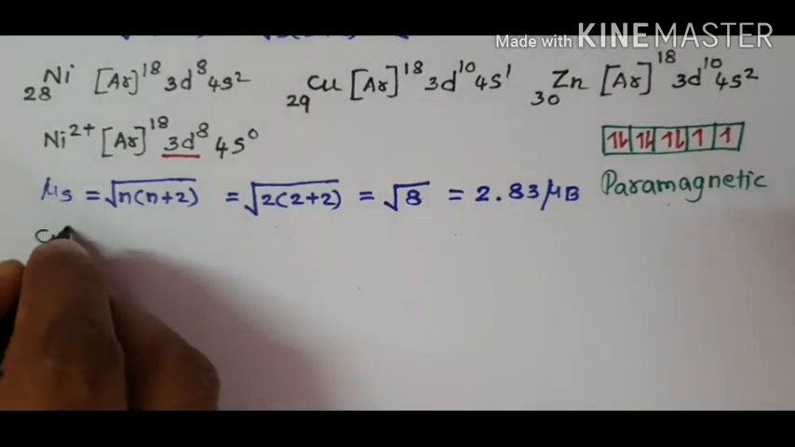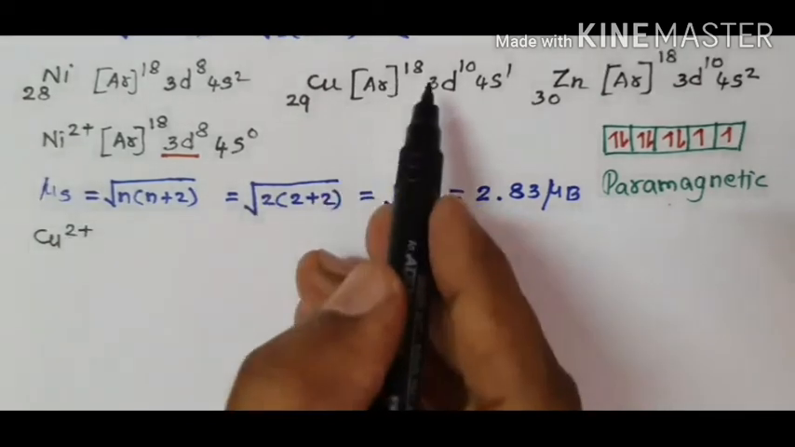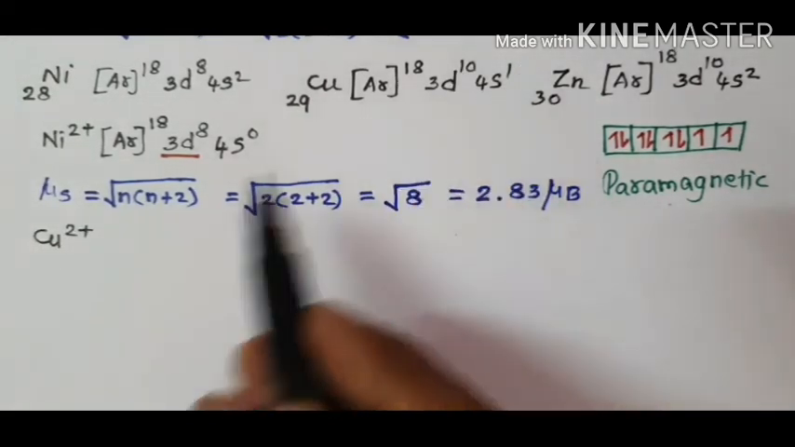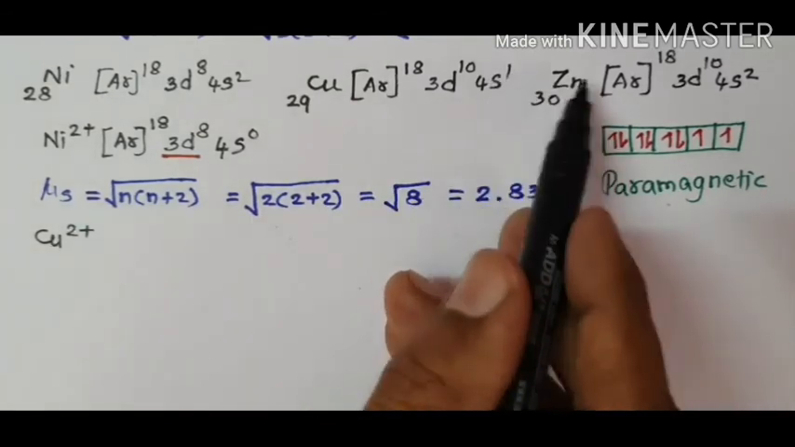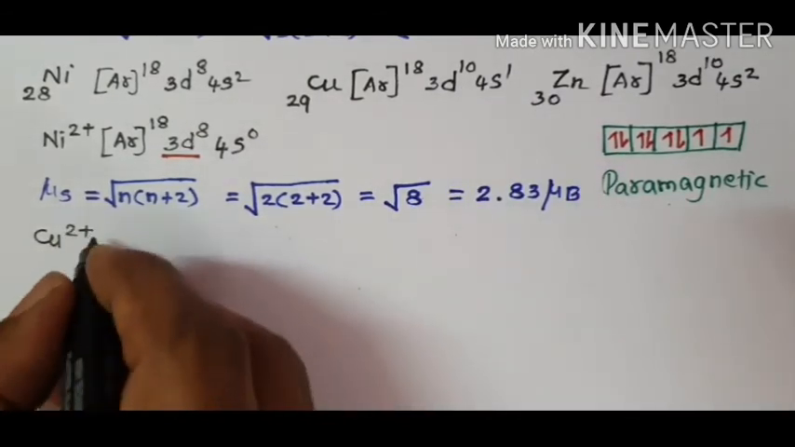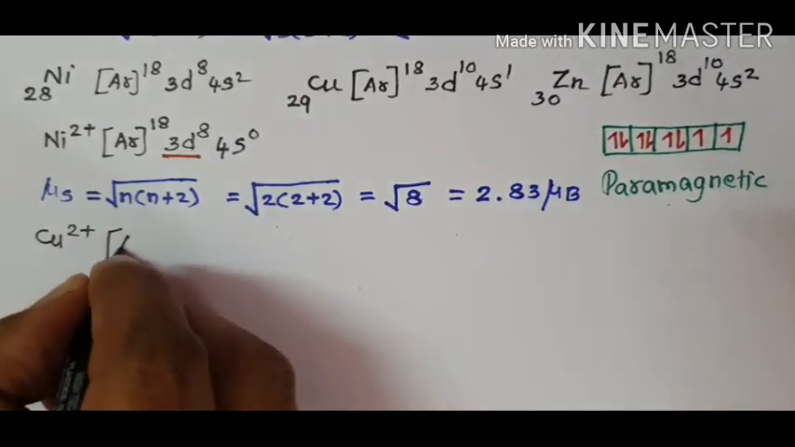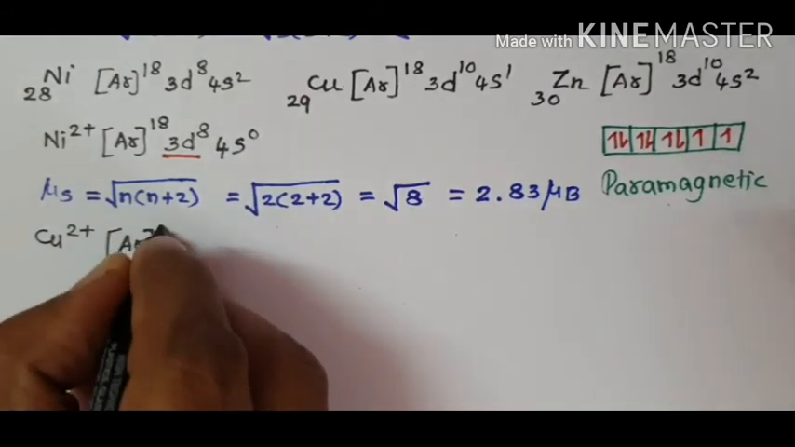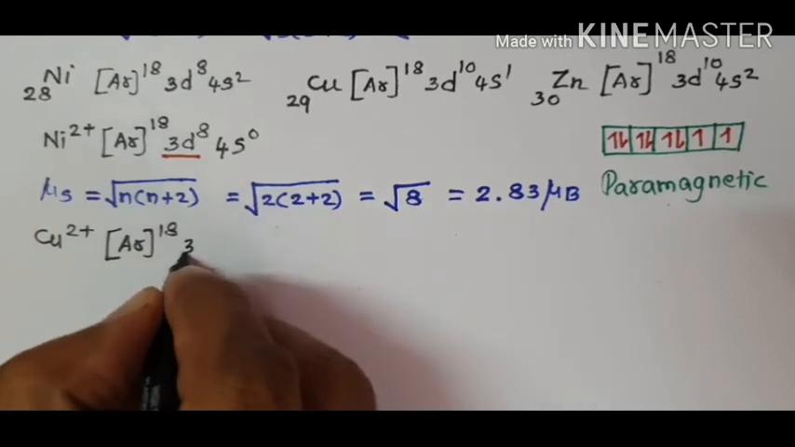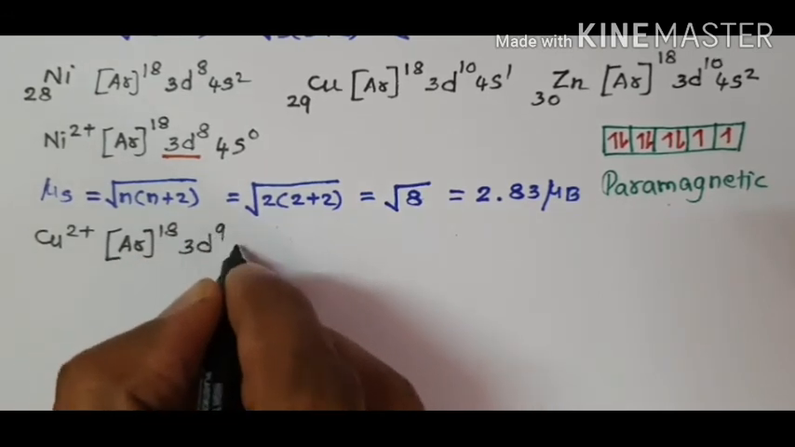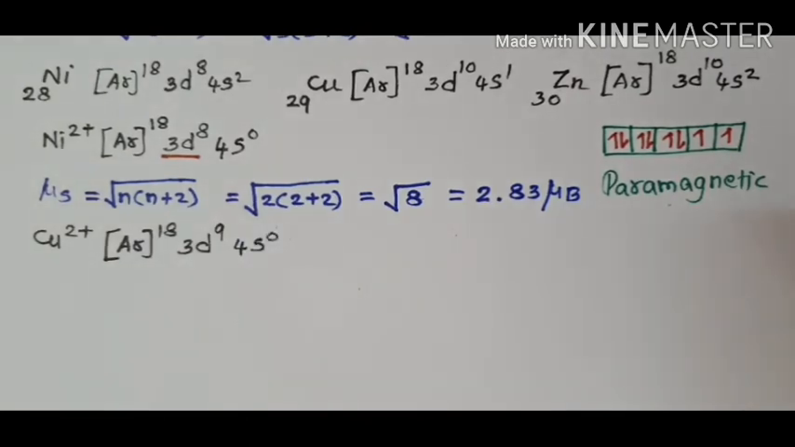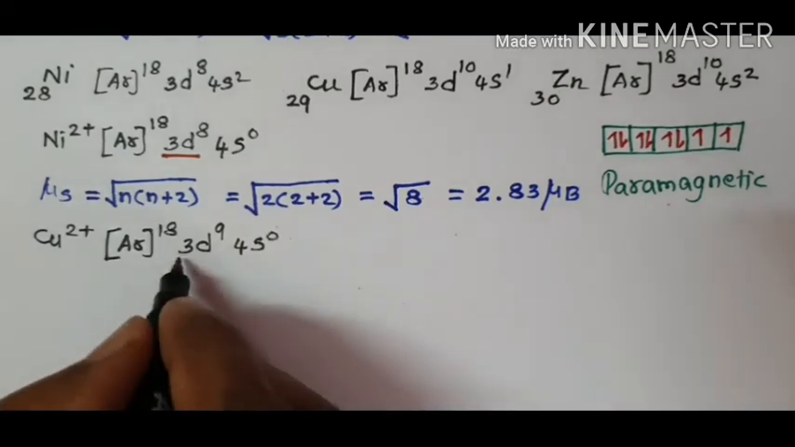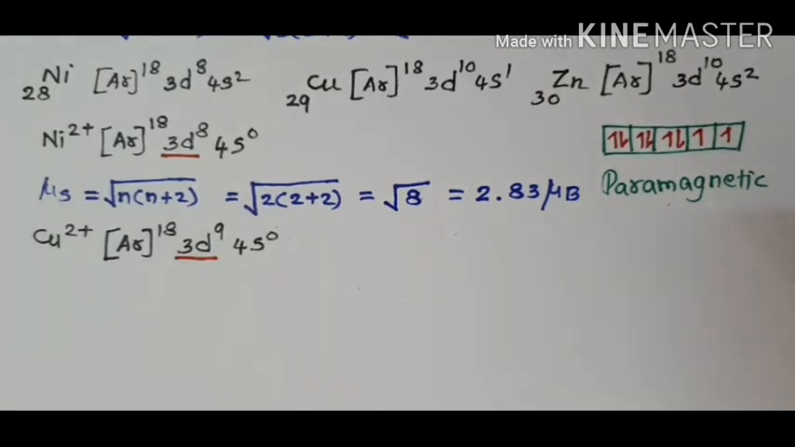Copper electronic configuration 3d10 4s1. 2 plus means it lost how many electrons? 2 electrons. 1 electron from s orbital, 1 electron from 3d orbital. Argon 18, 3d9 4s0. How many electrons do we have? 9 electrons in d orbital.